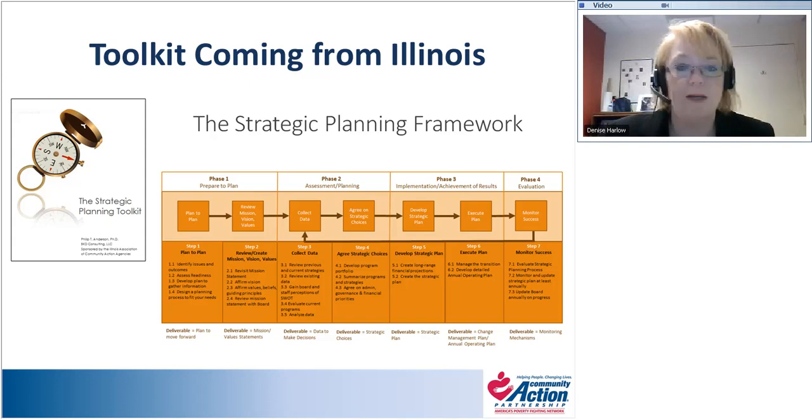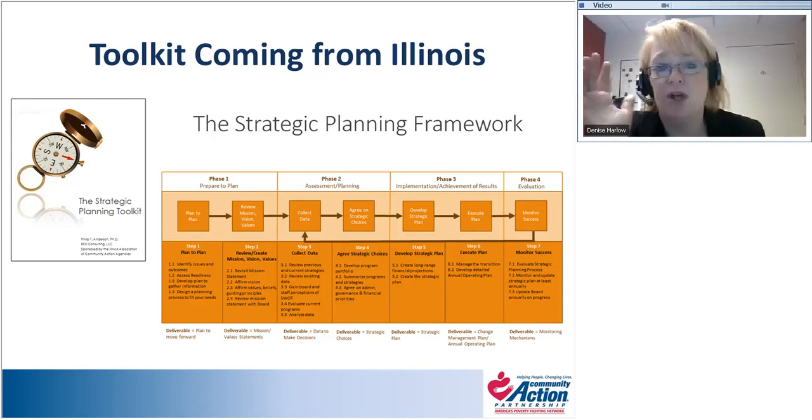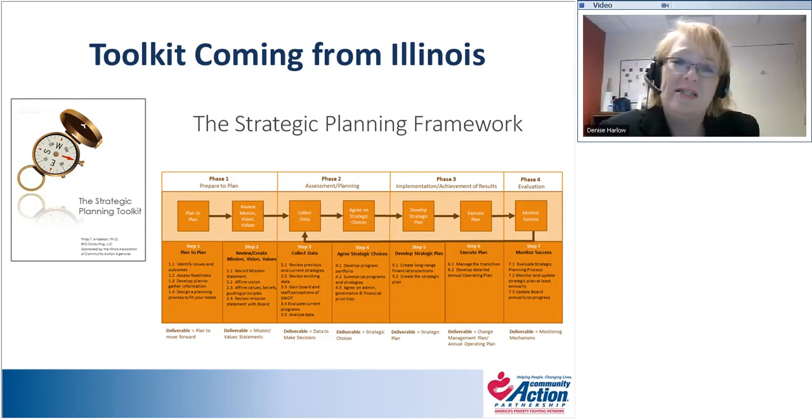All right, great. Some tools and resources to go beyond today. I was meeting with some folks from the Illinois Association earlier this week, literally, and they talked about this great toolkit that they are in the process of finalizing. They said, yes, Denise, you can show at least the cover page, and you'll see here the strategic planning framework that they are talking about in this toolkit. Once it's out, we'll be working with them to get this information out to the network, but it's nice to have a toolkit developed by a Community Action State Association that will be getting out to the full network. So kudos to you in Illinois.